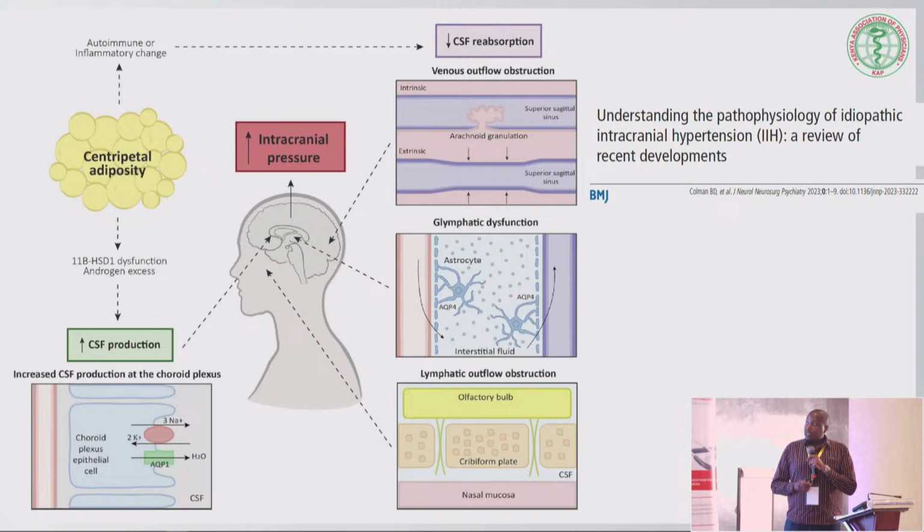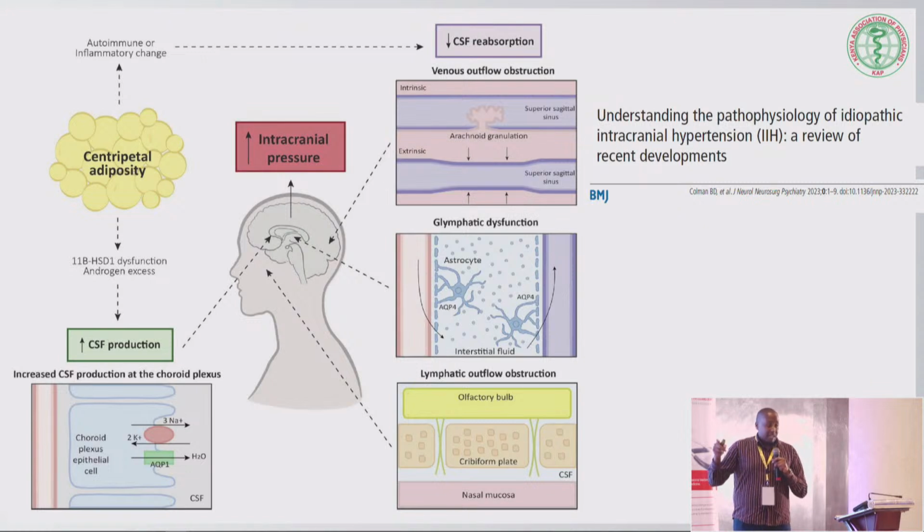So, a sort of busy slide, hopefully not too complicated. The basic problem with IIH is raised intracranial pressure. And if we can start from, that's my right, the problem can be raised CSF production or reduced CSF reabsorption.